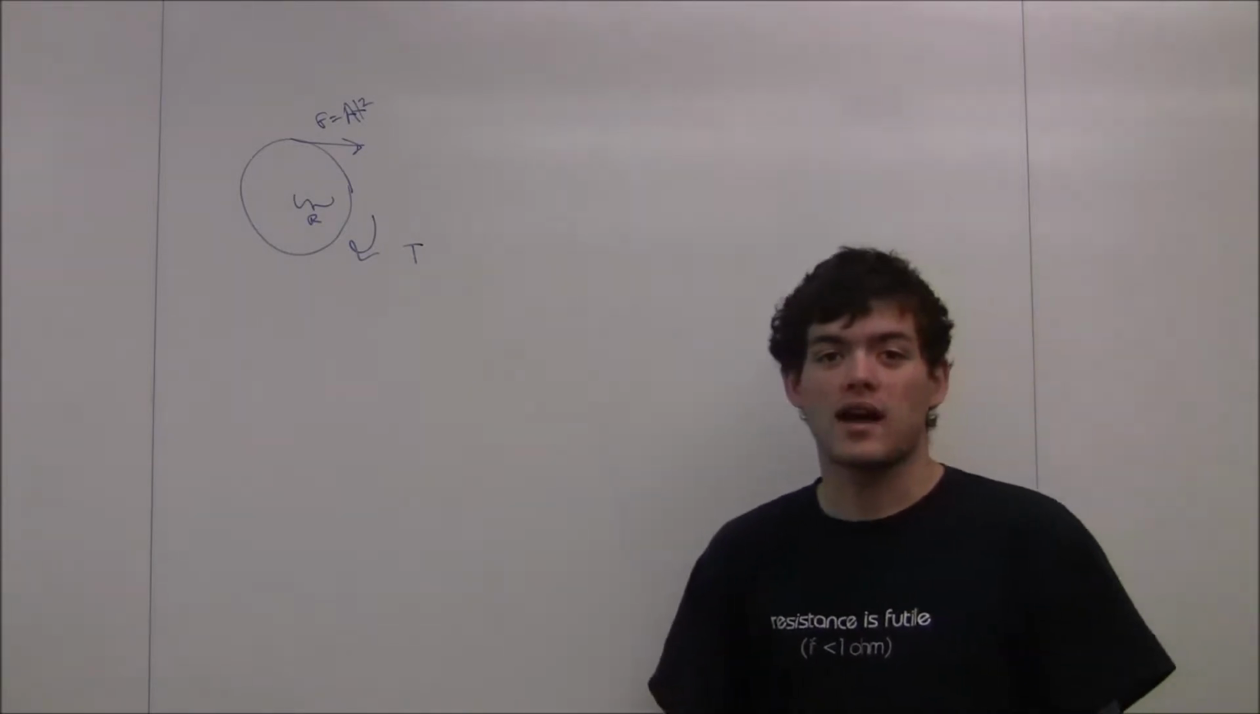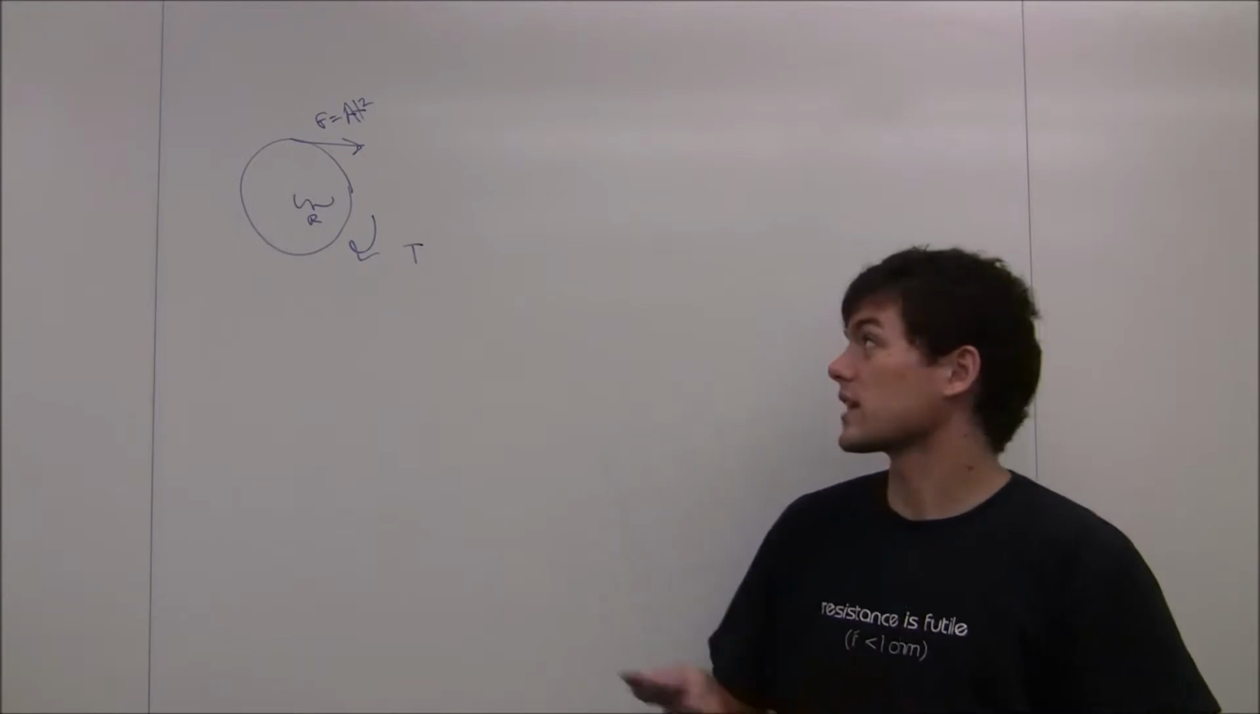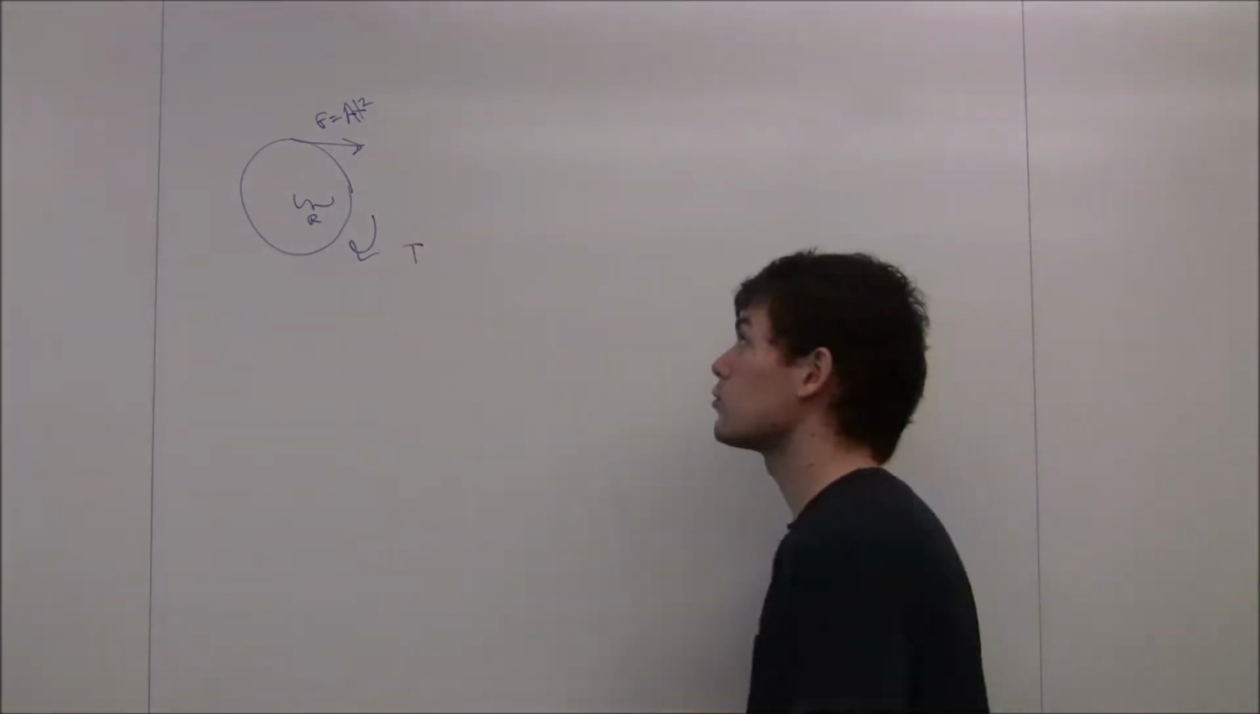So first, in part A, we're asked to find dimensionally how that mass is going to relate to A, r, and T. So that's what we're going to do first.